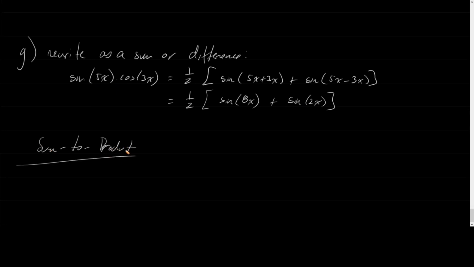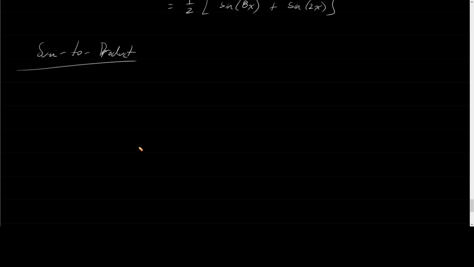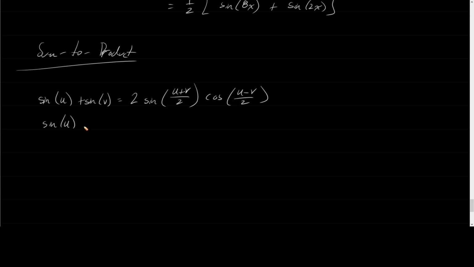And this is product. And that would be something like if I had sine of u plus sine v, this can be written as 2 times sine of u plus v over 2 times cosine of u minus v over 2. If I had sine of u minus sine of v, it becomes 2 cosine of u plus v over 2 times sine of u minus v over 2.